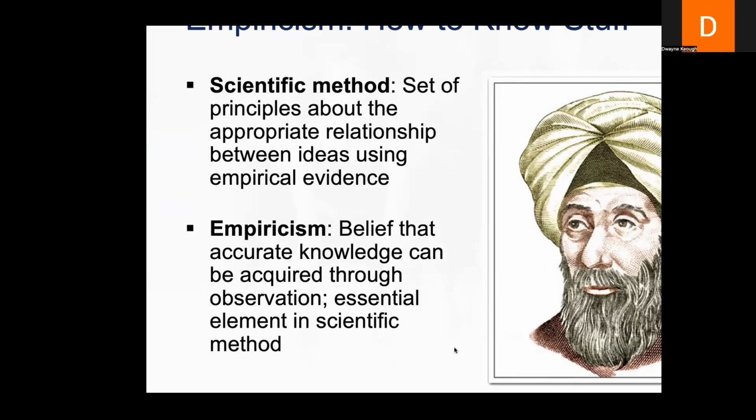The scientific method is effectively a set of principles about the appropriate relationship between ideas using empirical evidence. Empiricism, though, is the belief that information can be acquired through observation, which is an essential element in the scientific method. The challenge, as I alluded to in the first opening lecture series, is that it's really difficult to observe everything.